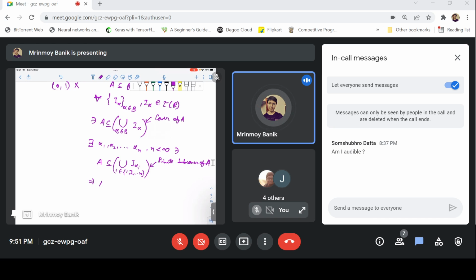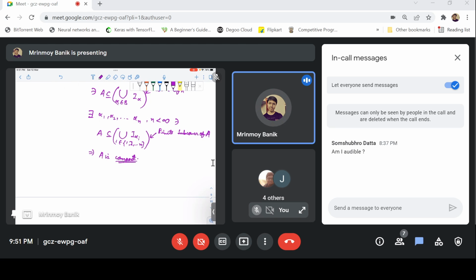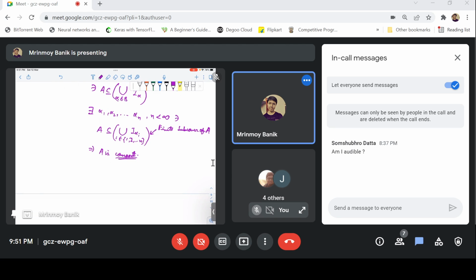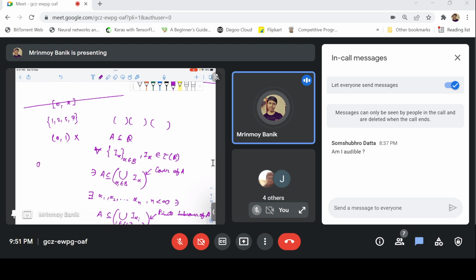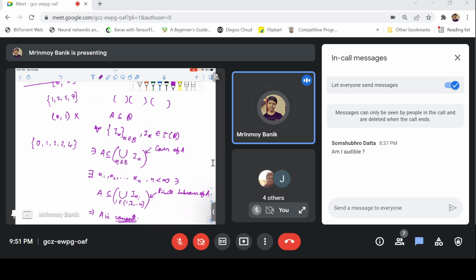So then A is compact. It's just a new term to describe this property. By this definition, you can see that any finite set like {1, 2, 3, 4} is compact, because for any sequence of open intervals covering it, you can choose finitely many.